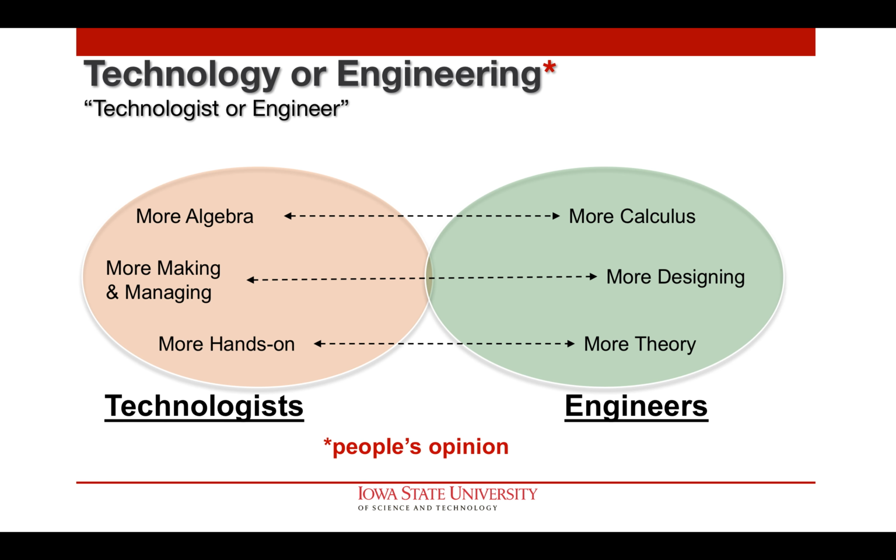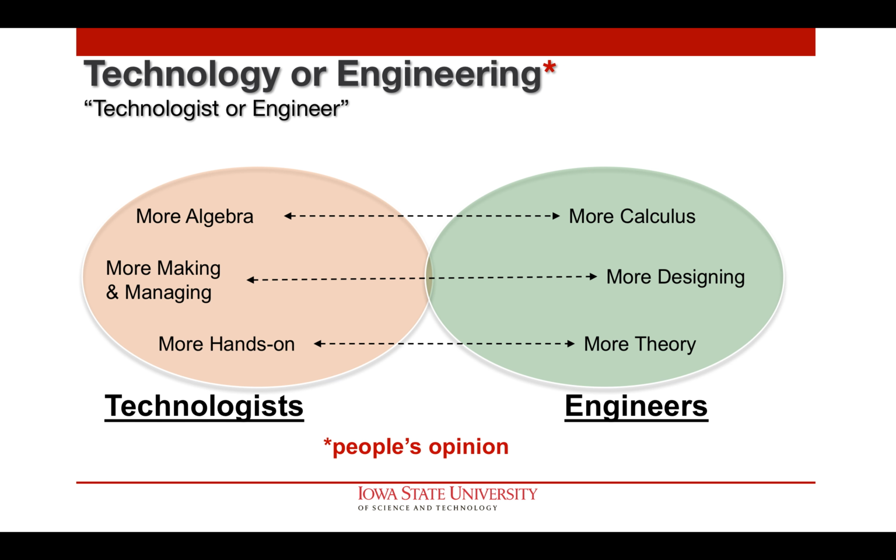So what's the difference between a technologist and an engineer? You go home on break and your grandmother or your aunt asks you, so what are you doing at Iowa State? What kind of degree are you getting? You say, I'm getting a technology degree. Well, what's that? Is that engineering? How do you answer that? Well, a lot of people's opinions are that engineers have more calculus, more design, more theory, whereas technologists have more algebra, more making and managing, or more hands-on. So there's this very stark difference on these areas.